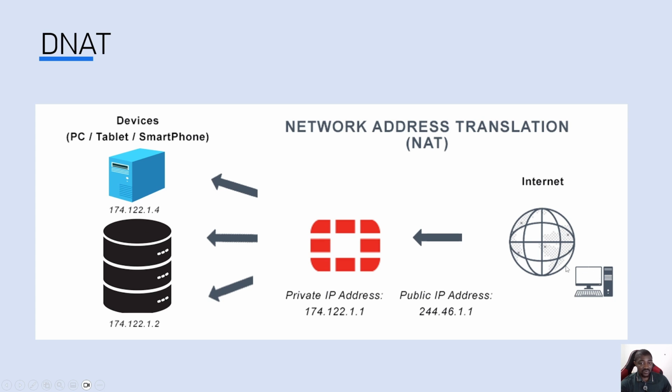Maybe this user wants to access a web server in the company, or a mail server, or some share or internal storage or archive server in the company. So this user wants to access these resources. What this user knows is the public IP address of the firewall. So the destination NAT will be configured on the FortiGate firewall so that each request that comes from the internet with this public IP address will be translated on the firewall, then redirected to the corresponding destination in our local network. So this is how destination NAT works.